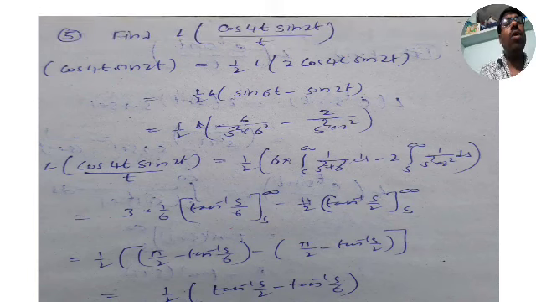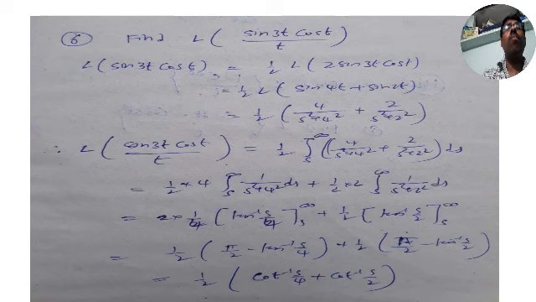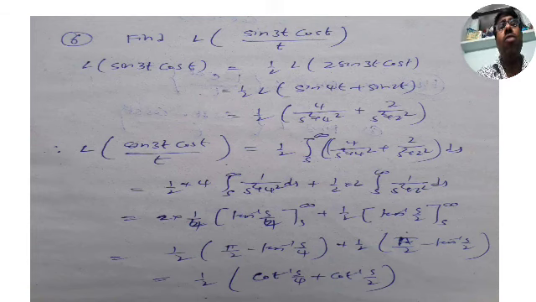Fifth problem covered. Next let us go to the sixth problem. Find L of sin 3t into cos t by t. Again identify the problem. It is the division by t method because the denominator is t. What are the other terms? Sin 3t into cos t. We don't have the formula for L of sin at cos bt.